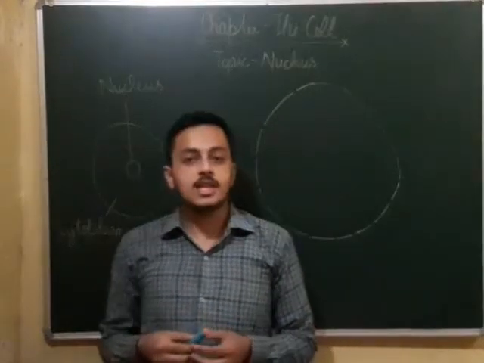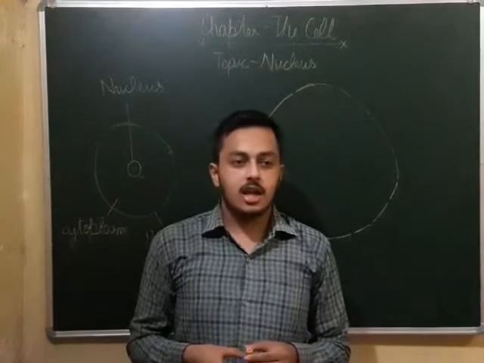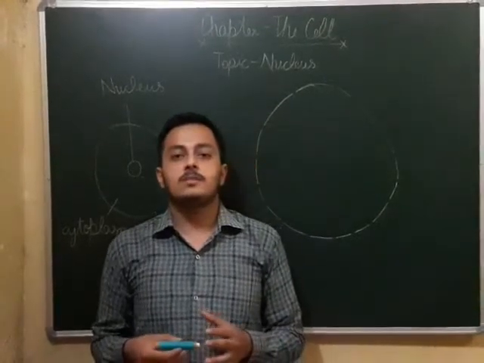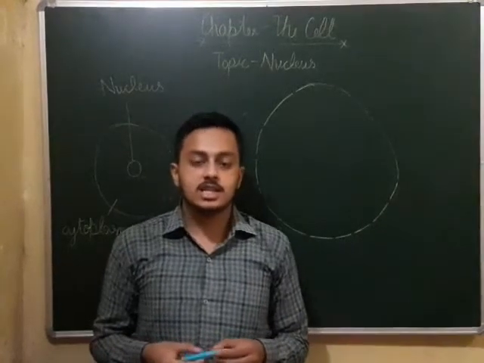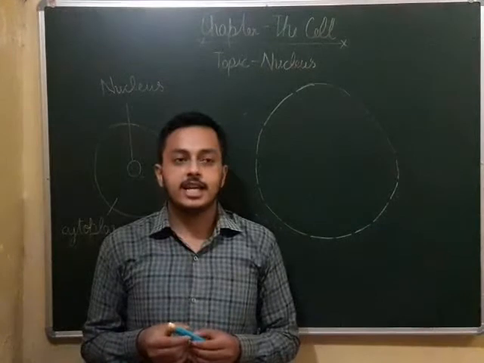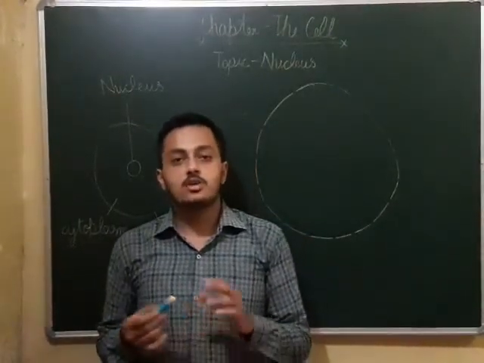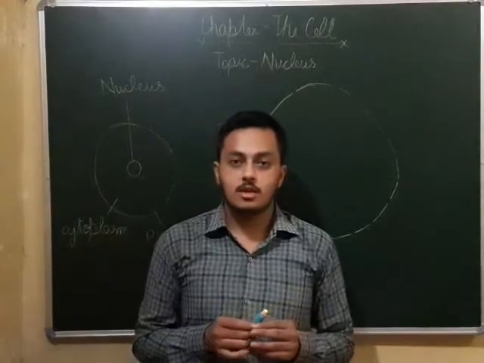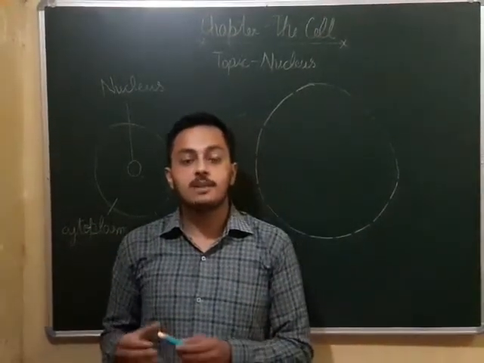There are some cells which have a very short life duration and they are not as active as others. So what happens in the case of some cells like RBC? They are enucleated, meaning they do not have any nucleus. While there are some cells which have multiple nuclei, like Paramecium.